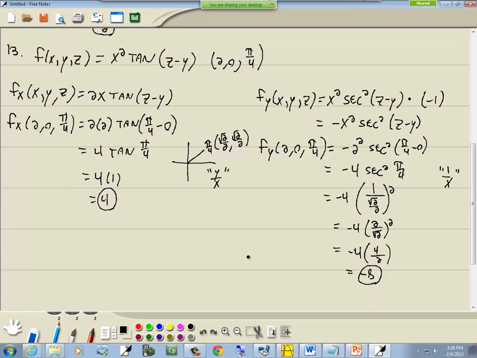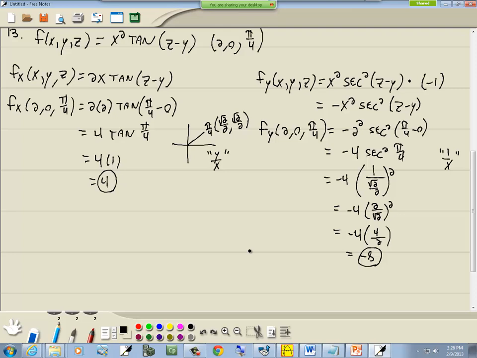Okay, so now let's find the partial with respect to z. Well, again, the x squared is a constant, so it just stays out in front. The derivative of a tangent is secant squared. And what's inside parentheses remains as is. But it's a chain rule. We have to then multiply times the derivative of what's inside the parentheses with respect to z, because we're taking the partial with respect to z. The negative y drops away. The derivative of z is 1. So we got x squared, secant squared, z minus y.